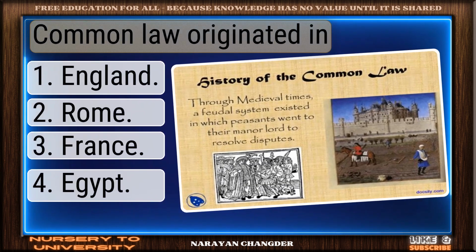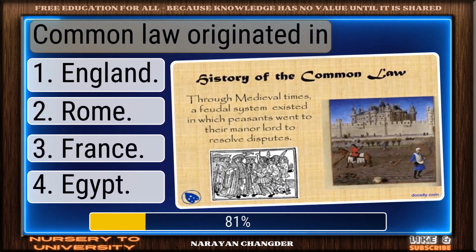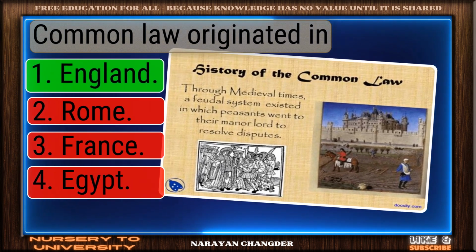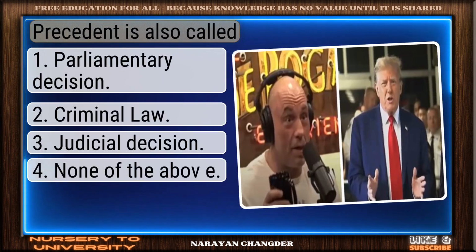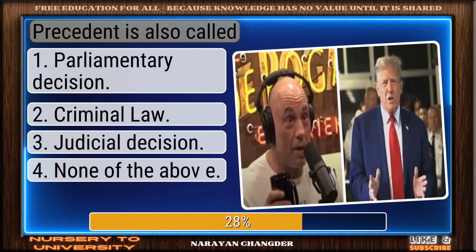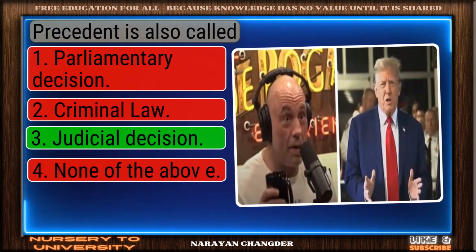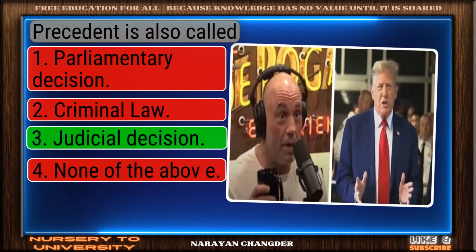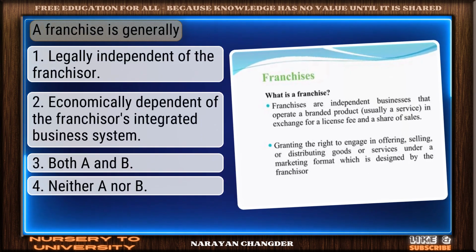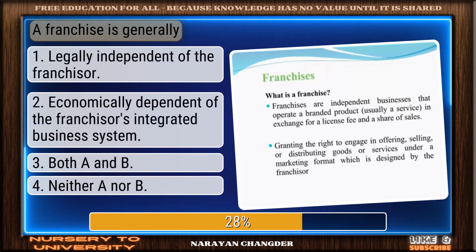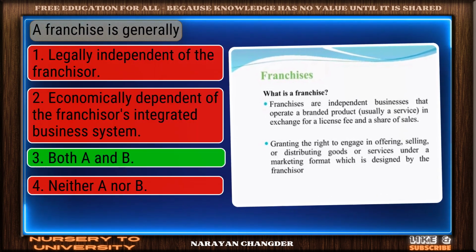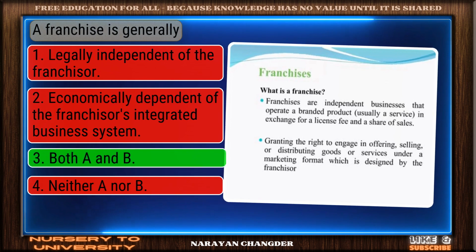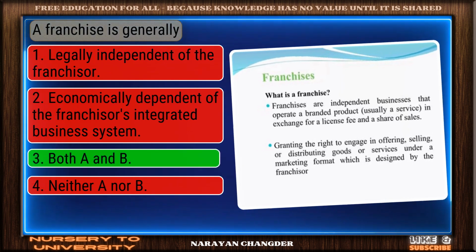Common law originated in. Strong choice. England is the right answer. Precedent is also called. Excellent. Judicial decision is a brilliant choice. A franchise is generally. Clear logic. Your choice, both A and B, is sound and 100% true.